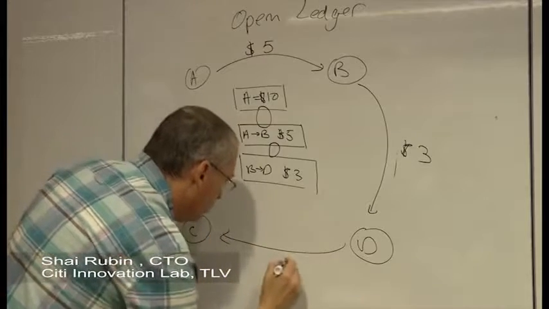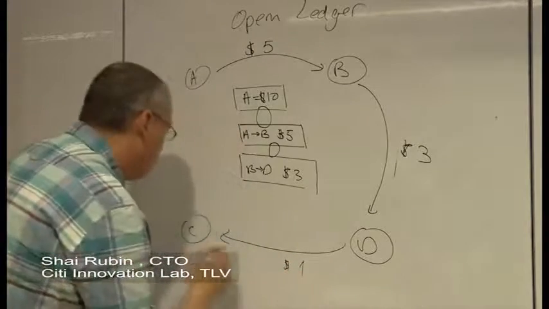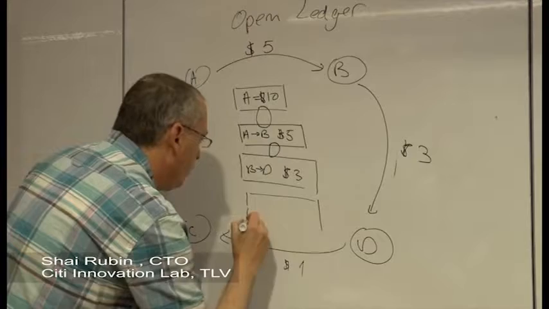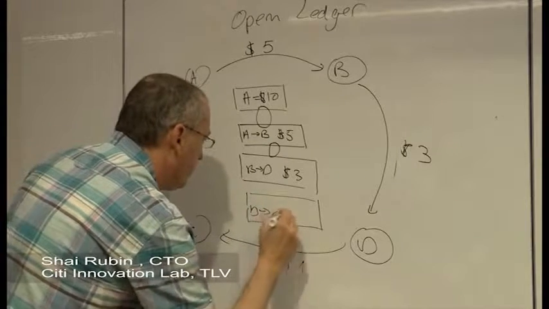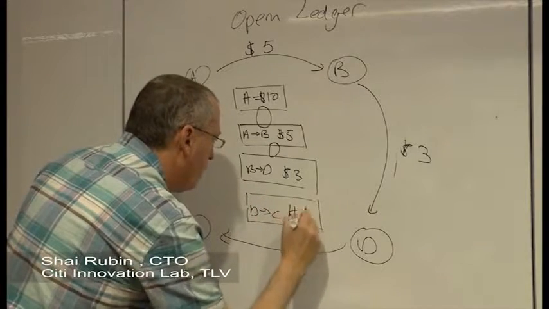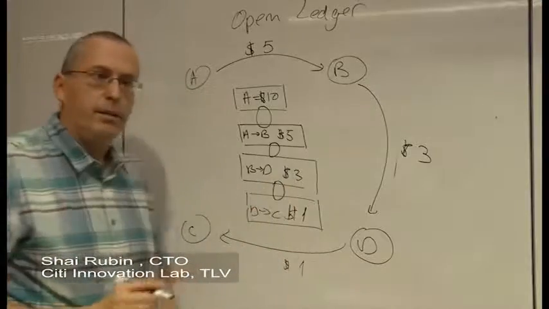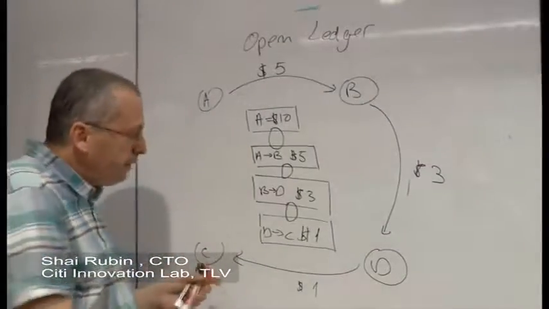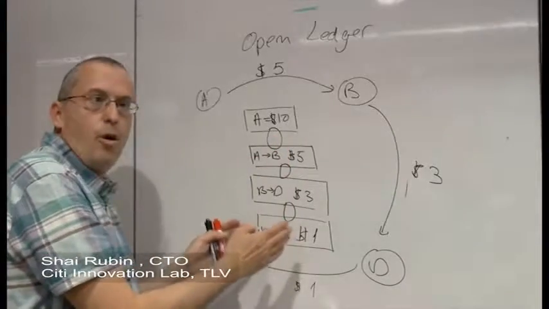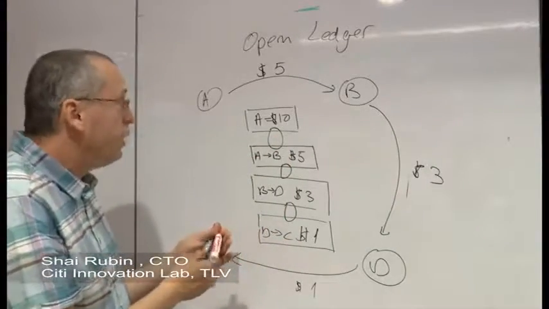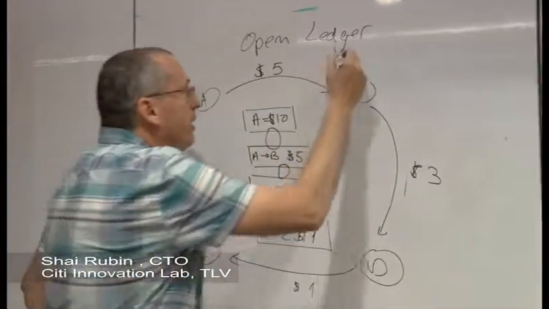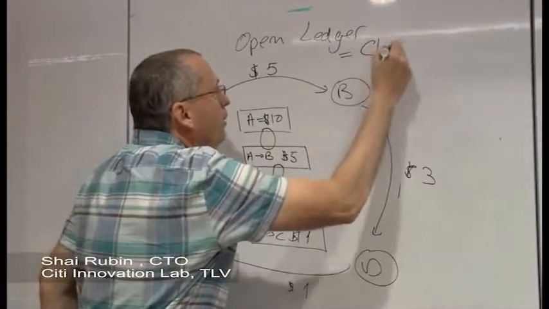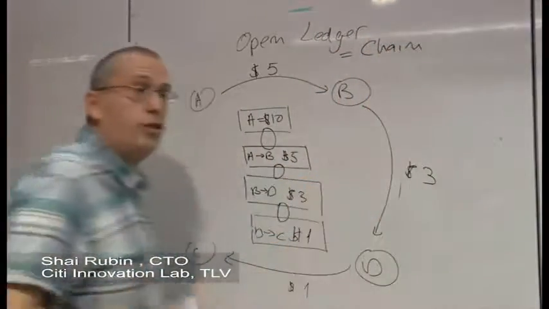Finally, if we want to move $1 from D to C, again, we will do the same process. D moves to C $1 and we link it to the ledger, to the open ledger. Okay, so this is the concept of open ledger. It is essentially a chain of transactions, and this is one of the reasons that this is called blockchain.